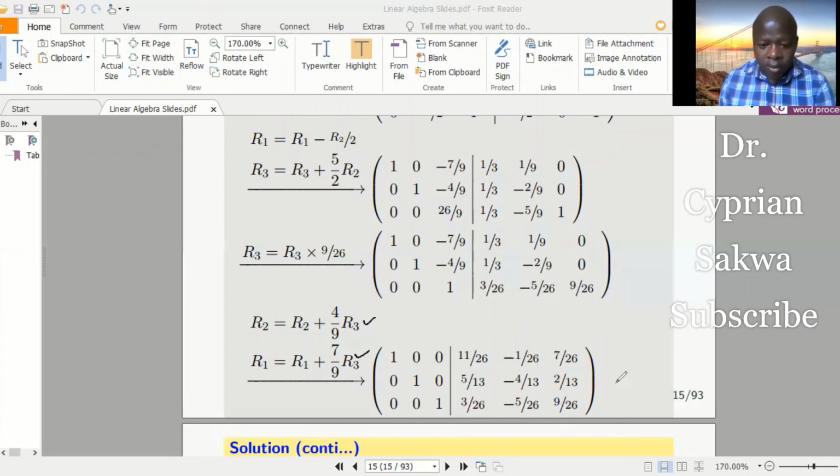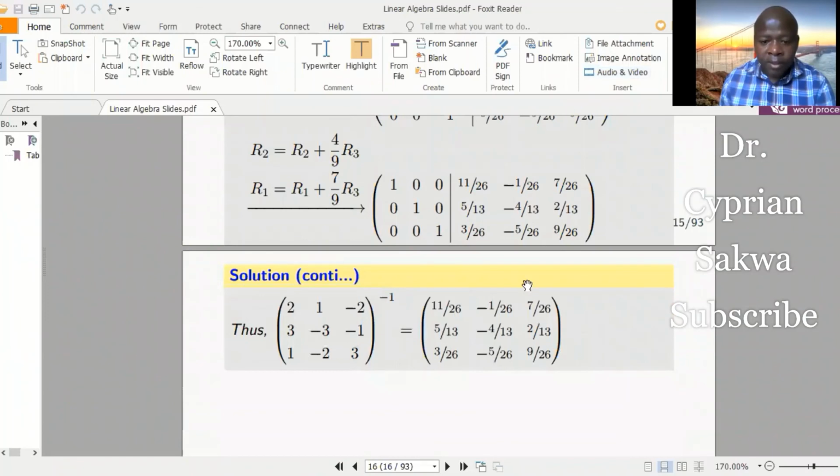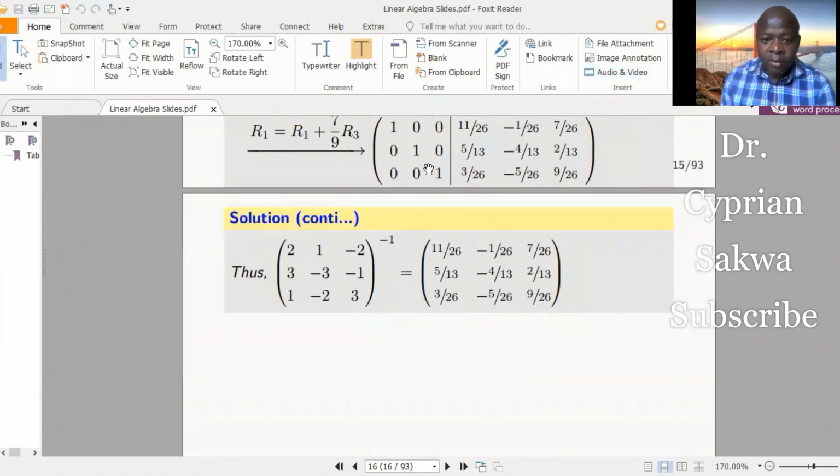So when you do that, you achieve this matrix. That's the matrix you achieve. Now you can see that we have achieved the identity matrix in this position, so that whatever is here is the inverse that we wanted to get. So that is the inverse. And that's what we have. So that's how we use Gauss Jordan or row reduction method to find the inverse of matrices.